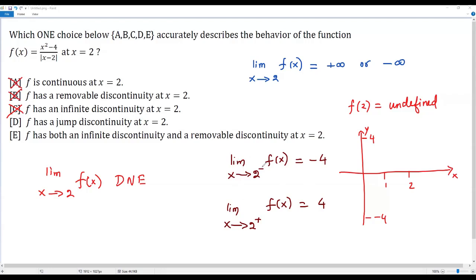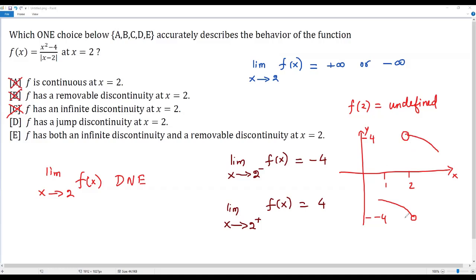Now when x approaches 2 from its left side, f of x approaches, that is y approaches, -4, something like this. And I use an empty circle because at x equals 2, the function is not defined. Also when x approaches 2 from its right side, f of x approaches 4, that is y approaches +4, something like this. Again, I have to use an empty circle over here because f of 2 is undefined.